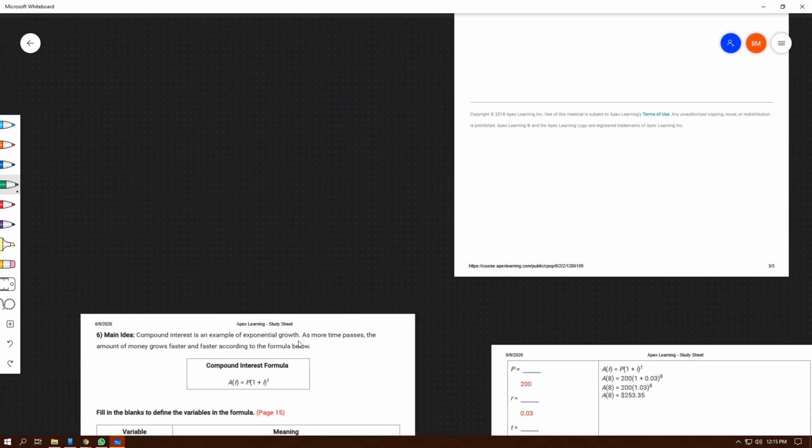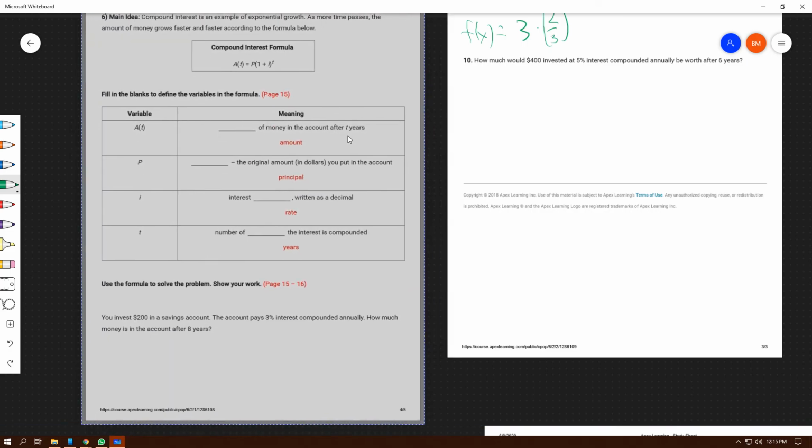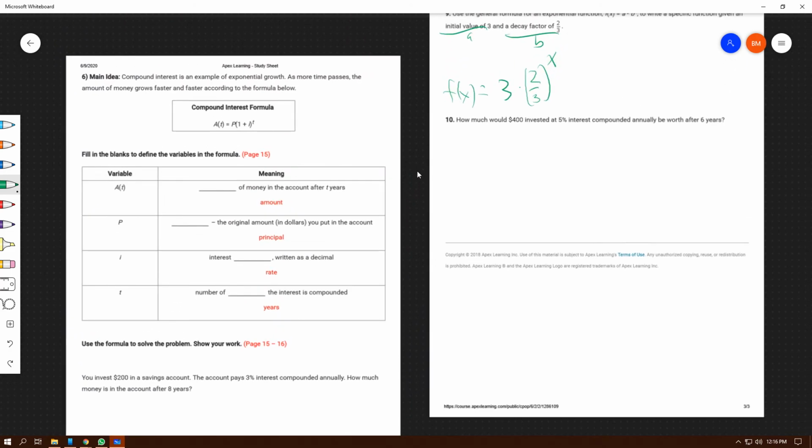There we go, I knew I had interest stuff. All right, how much would $400 invested at 5% interest compounded annually be worth after 6 years? Well, we have to have our compound interest formula. We have A of t equals P times (1 plus I) to the t power. What do all these values mean? A of t is just however much money is in the account, so that's what we're solving for. P is your original amount, your principal, how much you put in the account. You're investing $400, so $400 is your P.